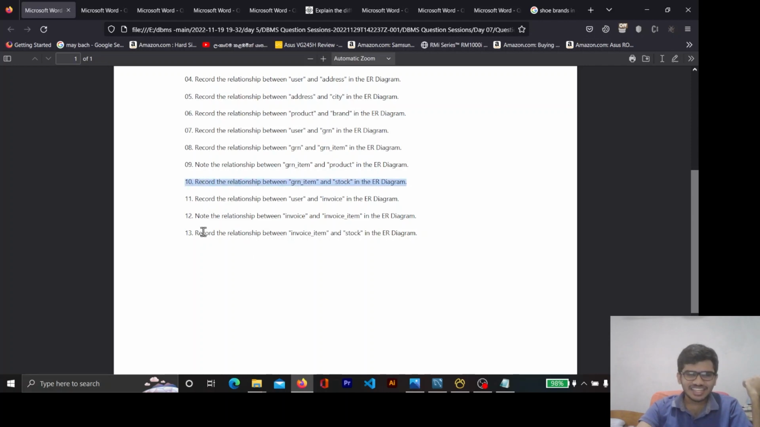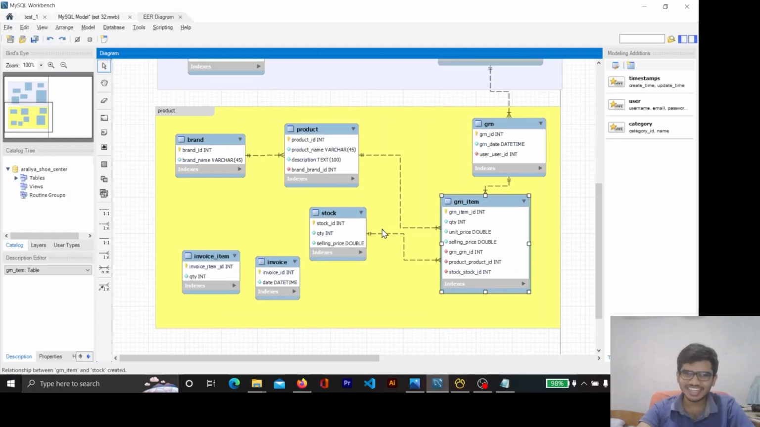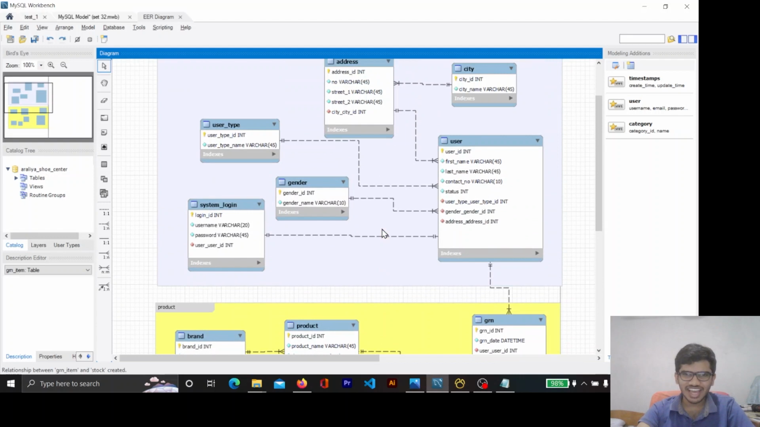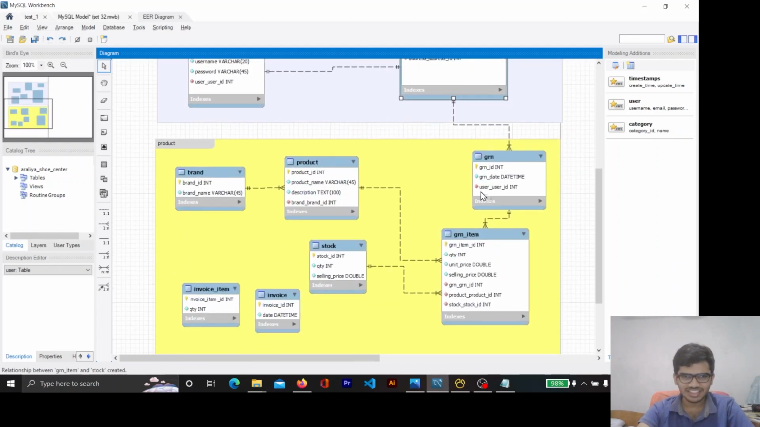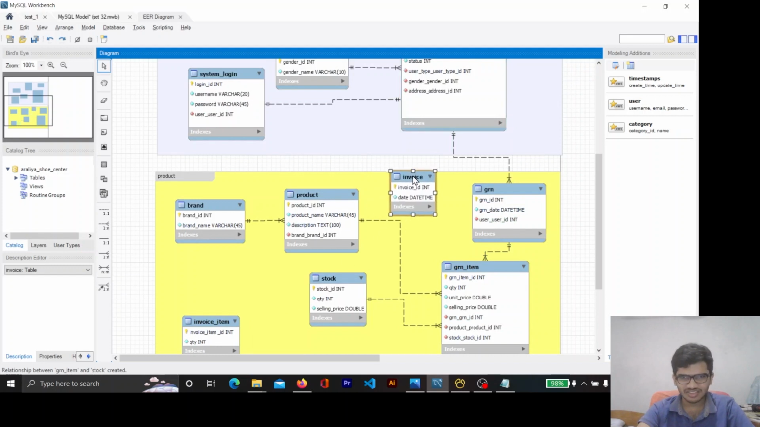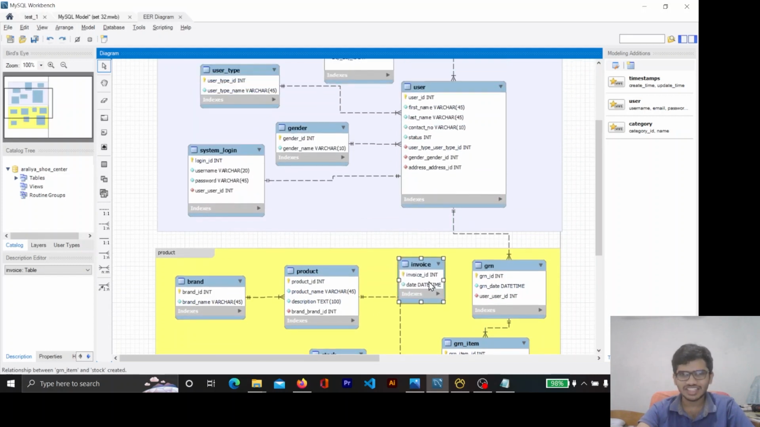That answers the 10th question. The 11th question suggests that we have to find the relationship between user and invoice. This is really easy, not as confusing as the other questions. So, okay, here are my 2 tables.